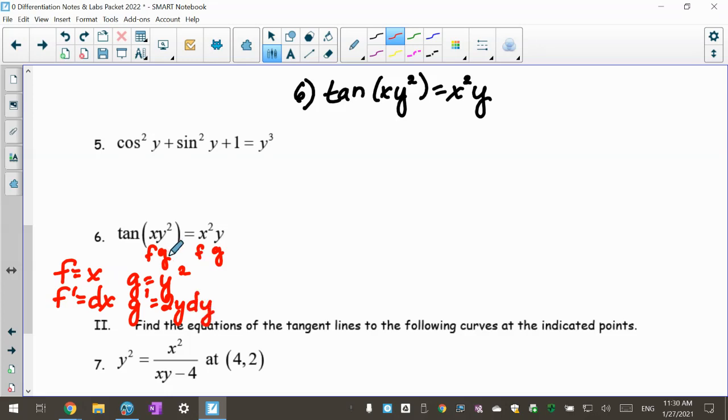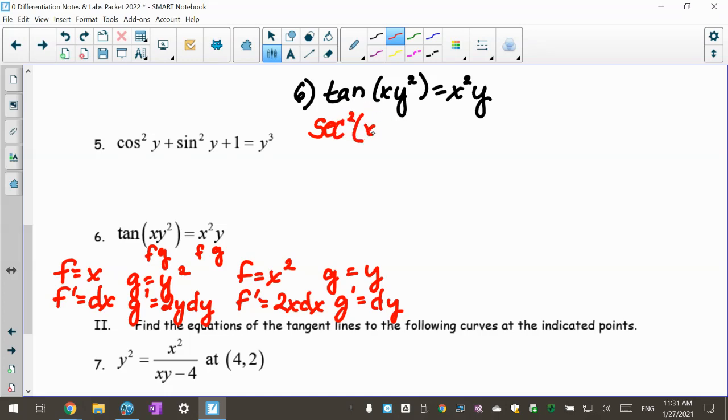So I just did what was in here. My second one is going to be f is x squared. F prime is 2x dx. G is y. G prime is going to be 1 dy. So we're all set up to do the derivative of this function way up here, number 6. So let's do that. The derivative of tangent, I know, is secant squared.